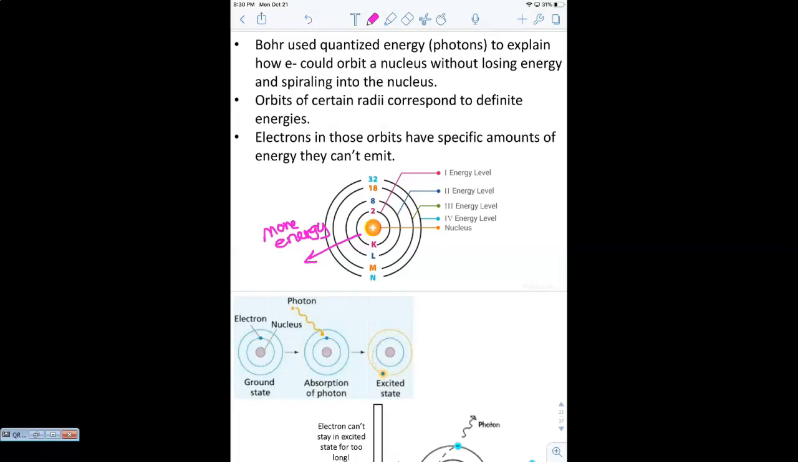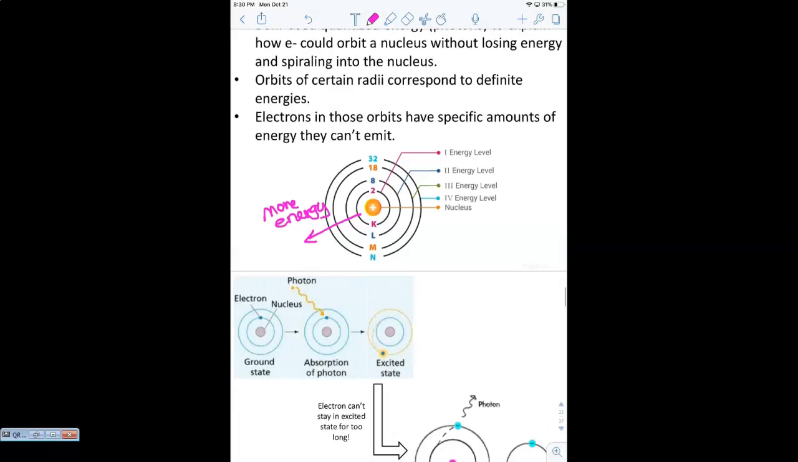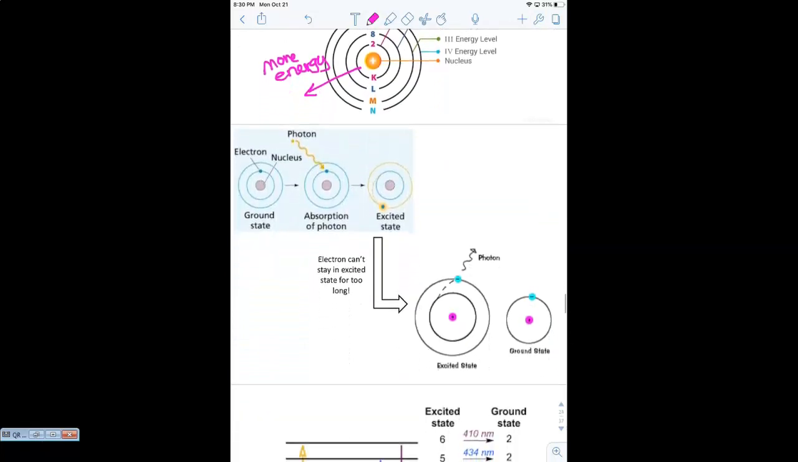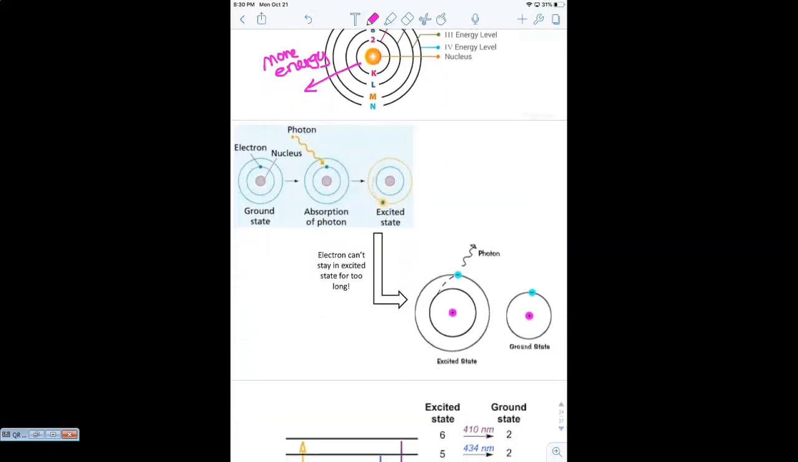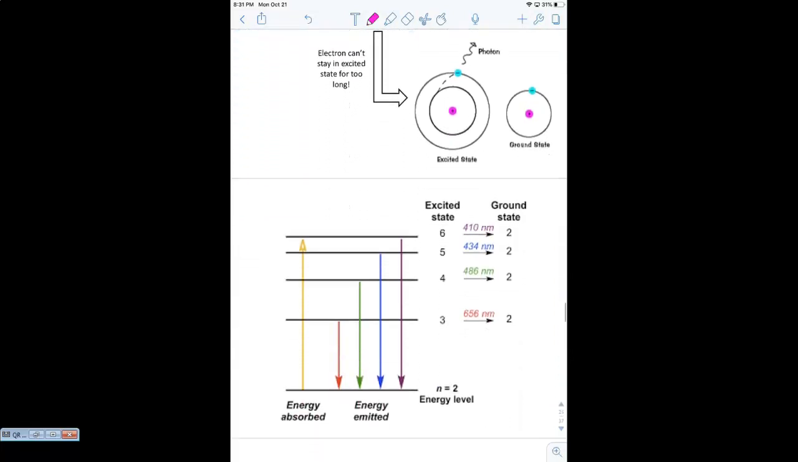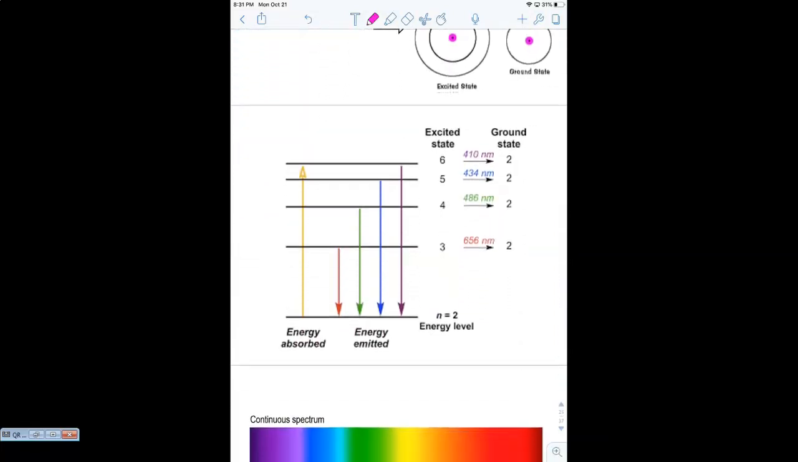Okay, so how did he come up with that? He studied light that was emitted from atoms after being excited and then moving back to the ground state. We went over this already in class, that the color of light emitted is based on which electron is falling from which level to which level, and we get these unique spectral lines for every element.